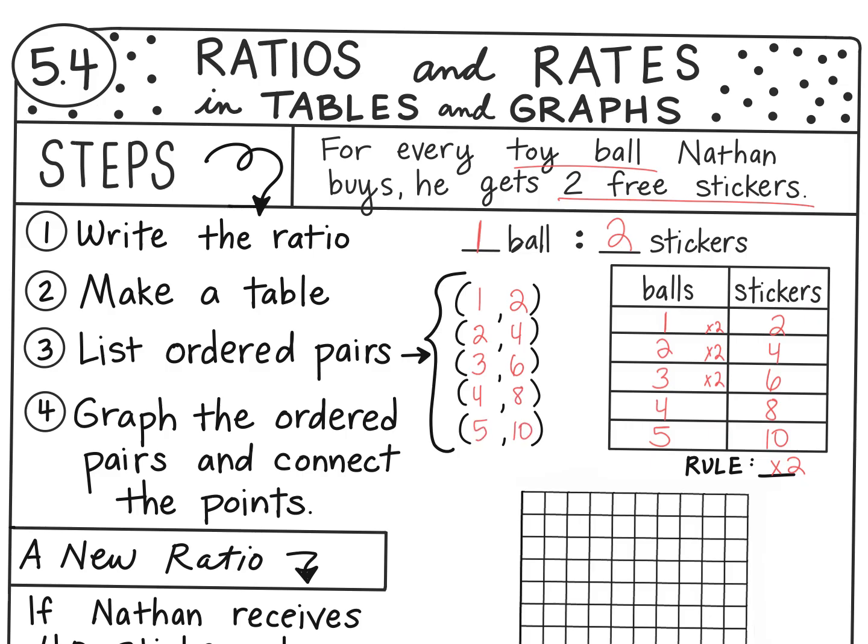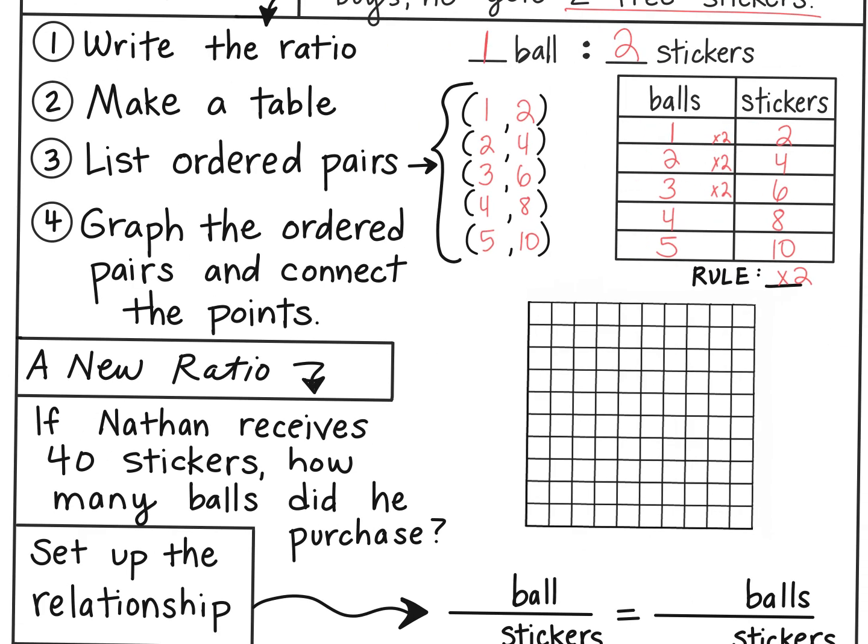This part's kind of review from last year when you did graphing with ordered pairs. You did the first quadrant, so you learned about X and Y. I'm just going to give you a quick review. You have your X axis here and your Y axis here. Your X coordinates are listed first, and your Y coordinates are listed second.